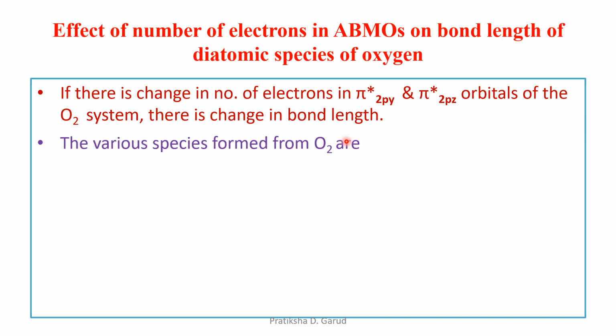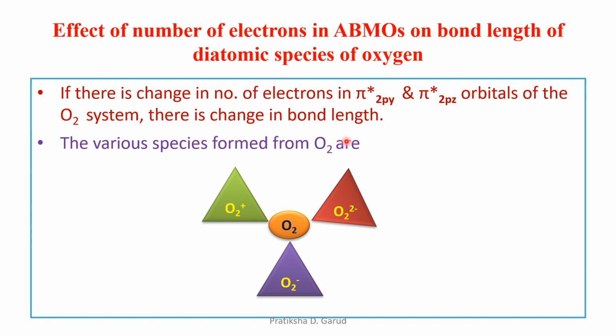So we are having the various species of the oxygen. Oxygen having the 3 species, suppose. So first of all, we are having the oxygen molecule. This oxygen molecule consists of, first of all, O2 plus ion. It consists of O2 2 minus ion, and it consists of O2 minus ion. So these are the 3 species formed by the oxygen atom.